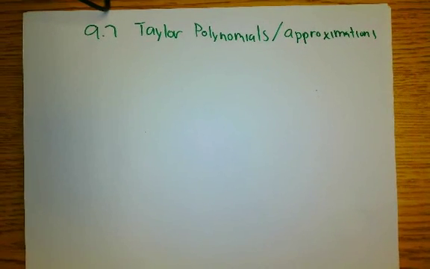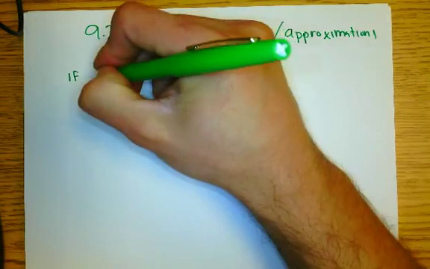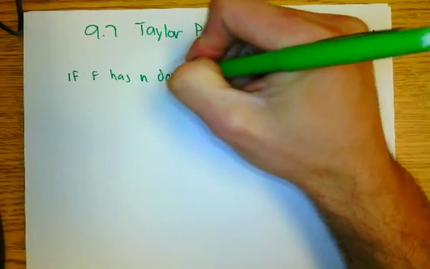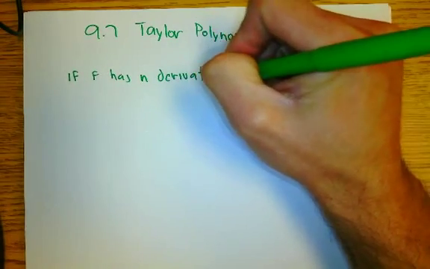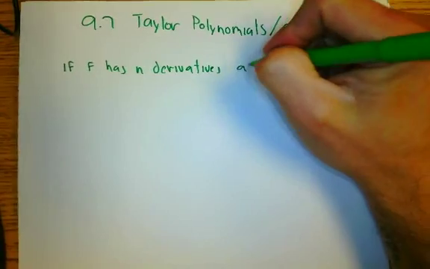Alright, 9.7. Taylor polynomials, and we're going to use them to make approximations. So we're just going to go ahead and introduce what this looks like. So here we go. Definition. If f has n derivatives, so we're going to go back to first semester. Derivatives are going to come in handy a lot here.